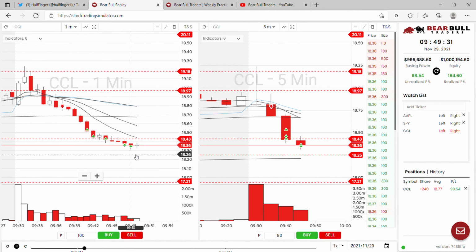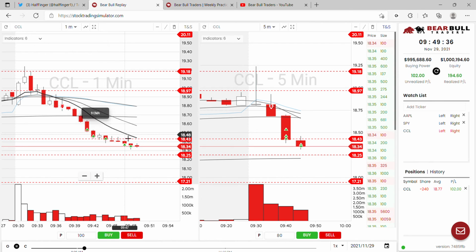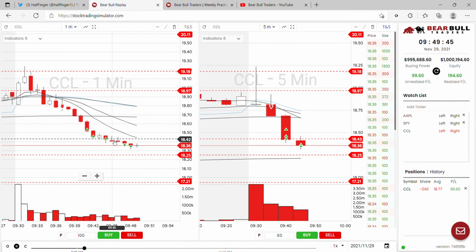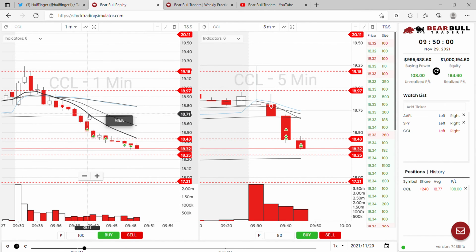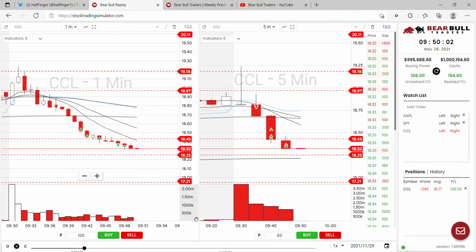I'd never even touched the 9 near my hair. So this could have been, when you see more sign of weakness, these wicks here, could have been a good place to add, but the 9 moving average on the 1 minute chart is not a very strong resistance or support level.